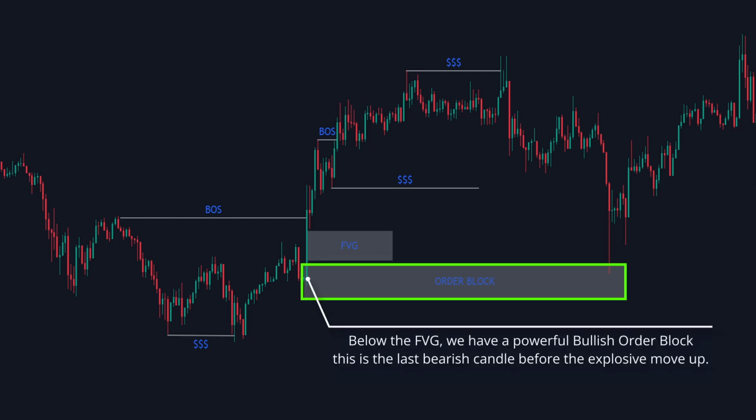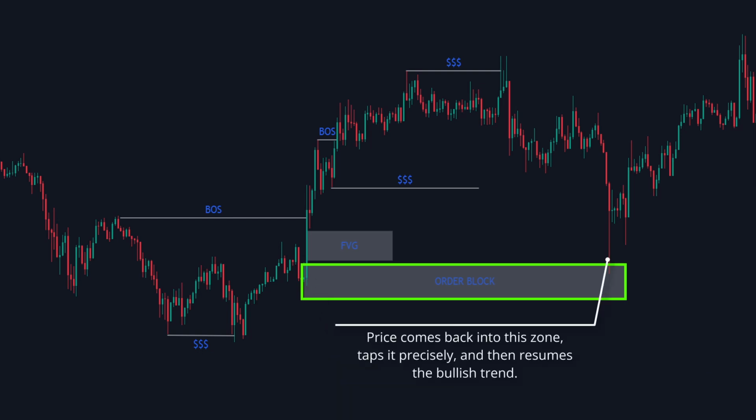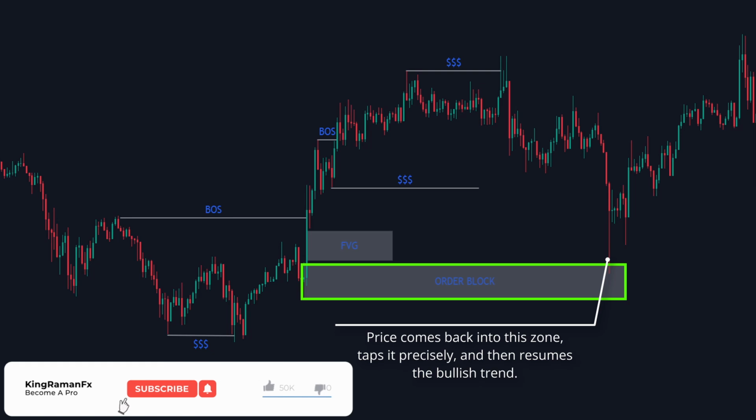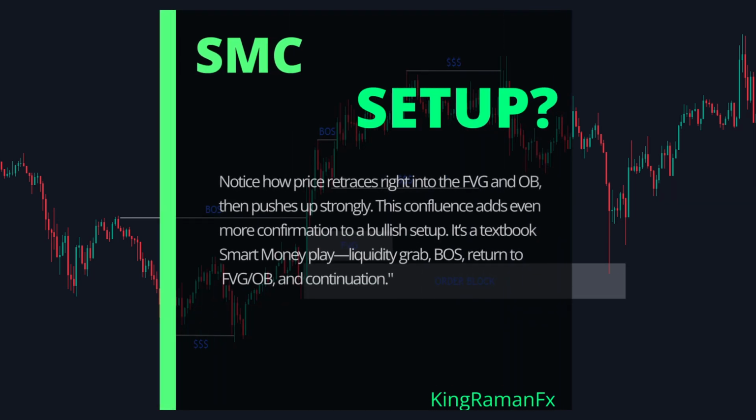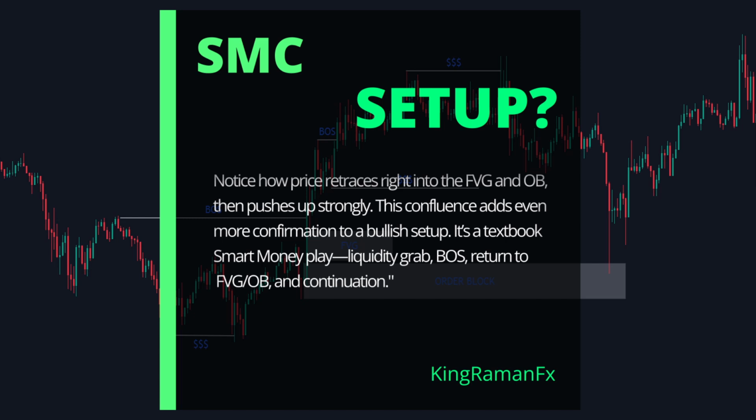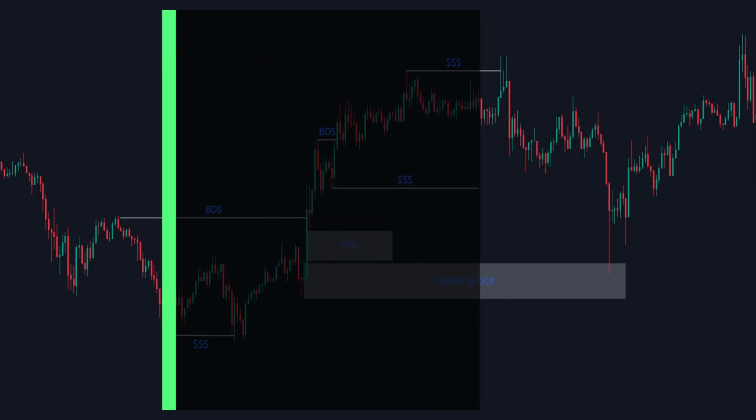Below the FVG, we have a powerful bullish order block. This is the last bearish candle before the explosive move up. Price comes back into this zone, taps it precisely, and then resumes the bullish trend. Order blocks are high probability zones used by banks and smart money to place their trades. Notice how price retraces right into the FVG and OB, then pushes up strongly. This confluence adds even more confirmation to a bullish setup. It's a textbook smart money play: liquidity grab, BOS, return to FVG/OB, and continuation.